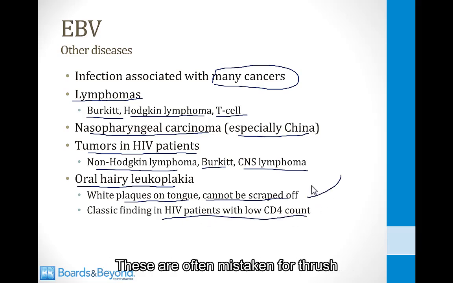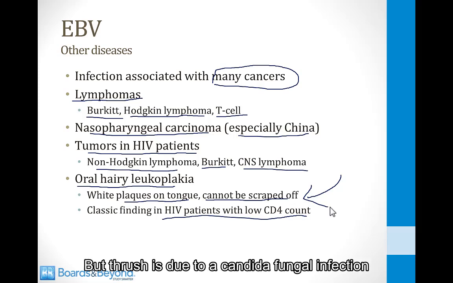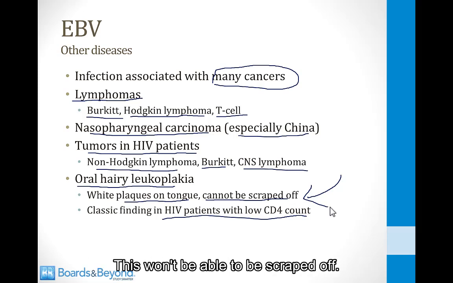These are often mistaken for thrush because thrush can also occur in HIV patients, and it occurs as white plaques in the mouth. But thrush is due to a Candida fungal infection, and thrush can be scraped off. This won't be able to be scraped off, and that's one of the ways you can tell that it may be this malignancy.